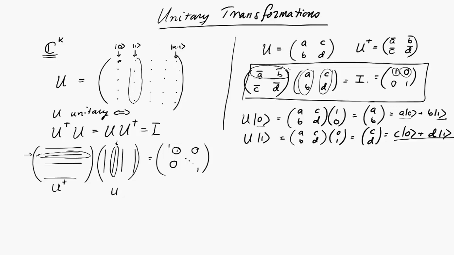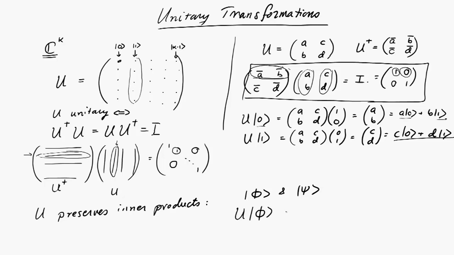Now, here's another thing we can say about a unitary transformation. We can say that U preserves inner products. What do we mean by that? Let's say that we start with 2 different states, phi and psi, and we apply U to each one. So we look at U phi and U psi. The claim is that the inner product between phi and psi is the same as the inner product between U phi and U psi. Okay, so how do we see this?